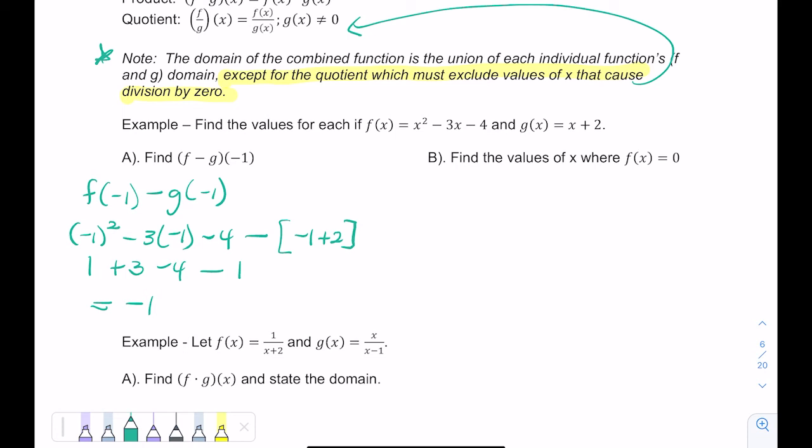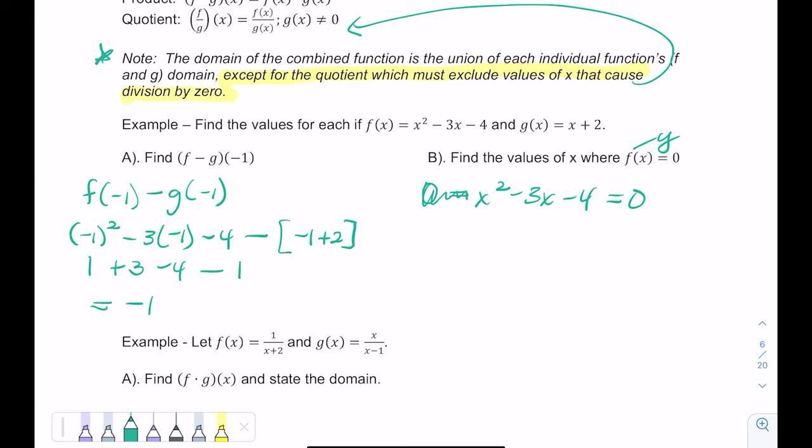Letter B, it says find the values of x for where f of x equals 0. So remember, f of x is just y. So it's saying take y and make it 0. So for the f function, you're going to have 0 equals x squared minus 3x minus 4. And this is a quadratic. Quadratics we solve differently than linear functions. For quadratics, you want one side to equal 0. So it already is. And by the way, if you don't like the 0 there, you can put it over here. It doesn't matter.